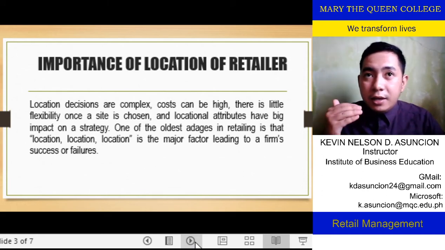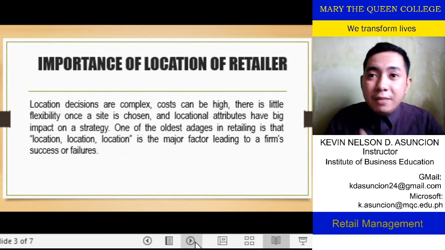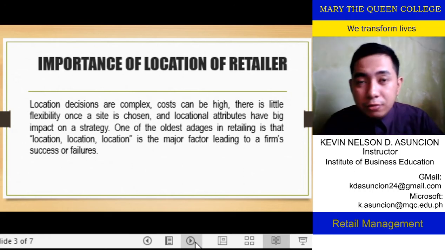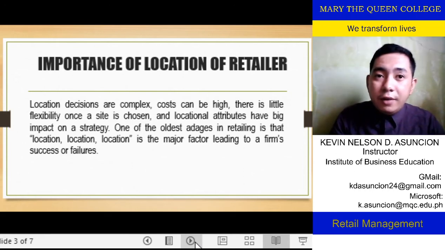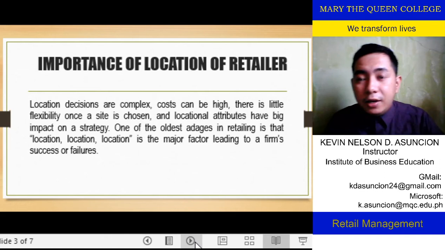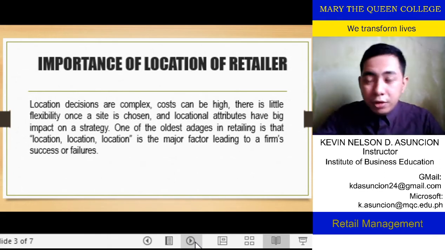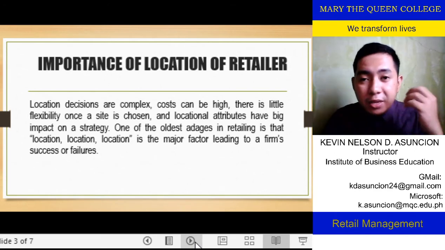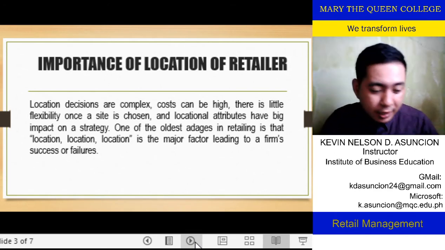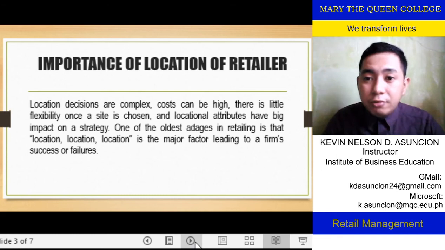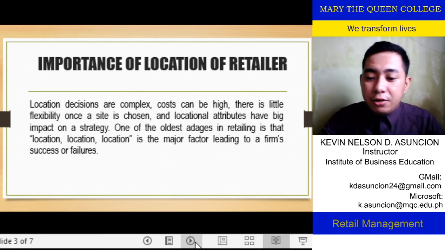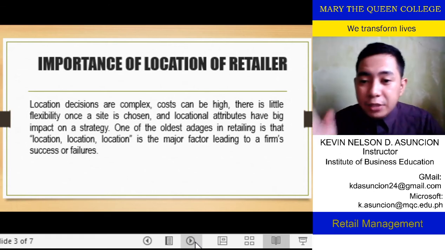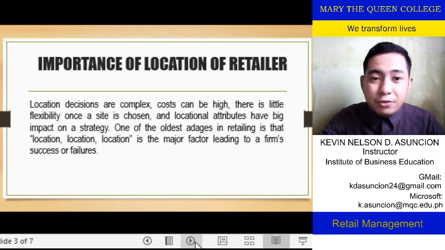The basic economic questions are: what is the product to be made, how will you make the product, and at the end of the essential questions, how can you make the products available for final consumption? That is answered through this locational strategy, or what we call the trade area analysis. It's a major factor leading to a firm's success or failure.